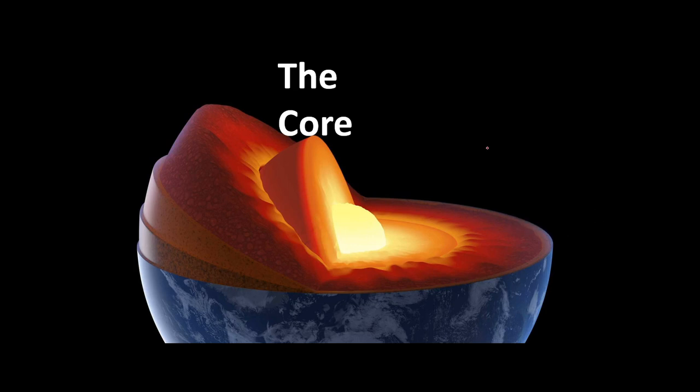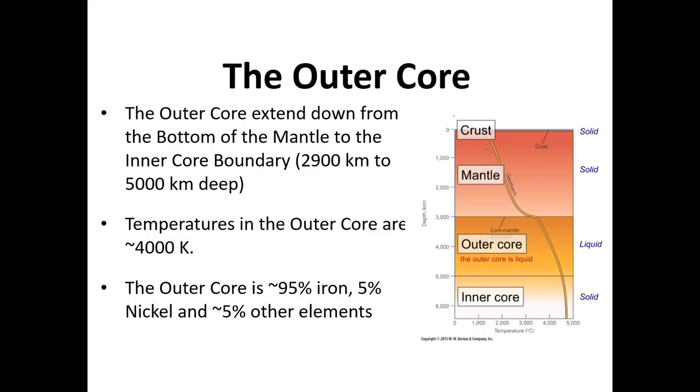Okay, let's talk about the core. So the core is, like I said, solid iron. Well, actually not solid iron. The outer core is liquid. The inner core is solid, but it is completely metal, an alloy of iron and nickel mostly, but also some other elements. The core-mantle boundary is 2,900 kilometers down to 5,000 kilometers deep, and the inner core goes from 5,000 kilometers deep all the way down to 6,400 kilometers, which is the center of the Earth.